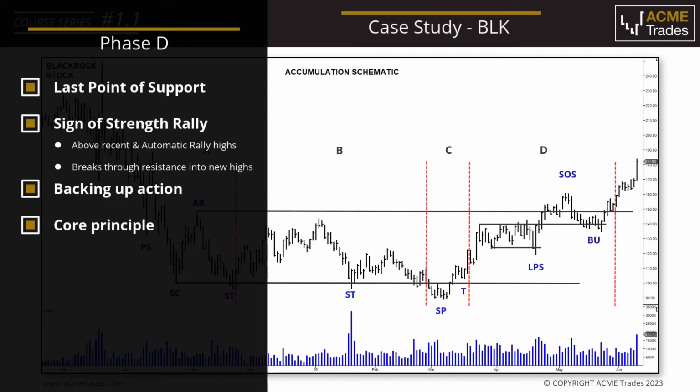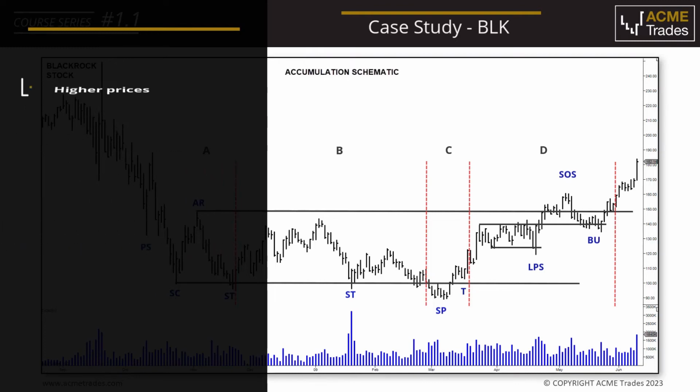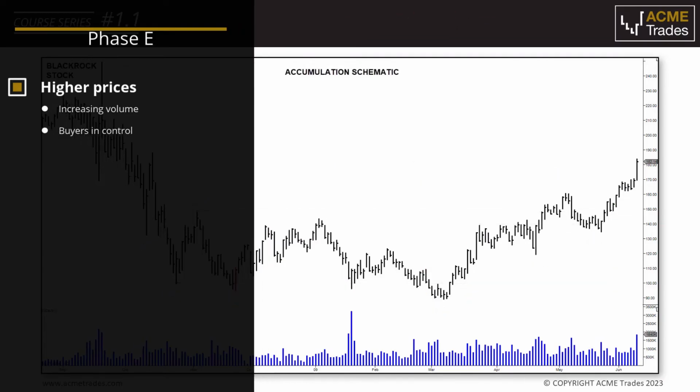Phase D in a nutshell is about seeing buyers in control, which is evident. We have good rallies, breaking structural areas with decent spreads and little selling. And this should be the buying dominant phase that is reflected via the price action. And then finally, price continues into phase E, driving higher with increasing volume, showing that indeed buyers are in control.